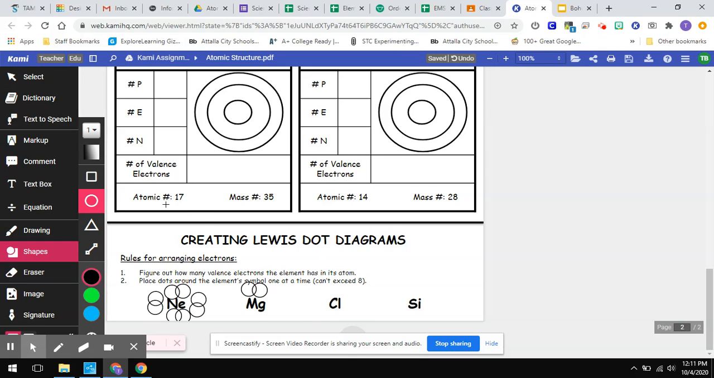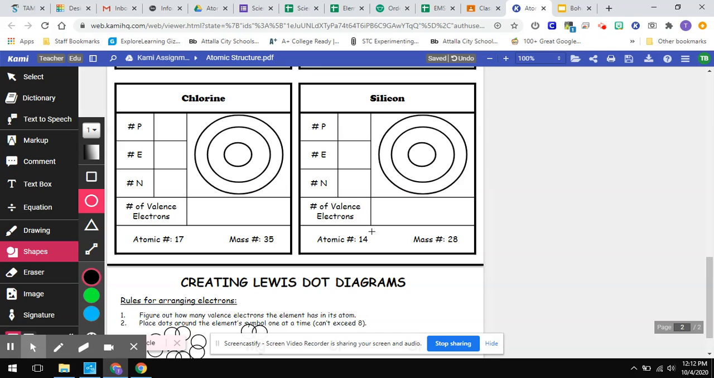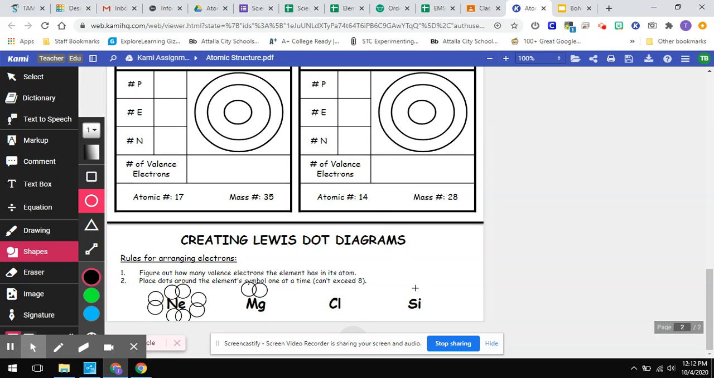And then magnesium had 2 valence, so it would look like this. And then chlorine, it has 17, so it would be 2, 8 is 10, and then you would have 7 on its outer, so it would have 7 around this. This is silicon, and silicon has an atomic number of 14, so that means you would be 2, 8, so 2 plus 8 is 10, and then you would have 4 on your outer energy level. So your valence number would be 4. So when you got down here to the Lewis dot, you could either do 2 on the top and 2 on the left, or you could go 1, 2, 3, 4, whatever works best for you.